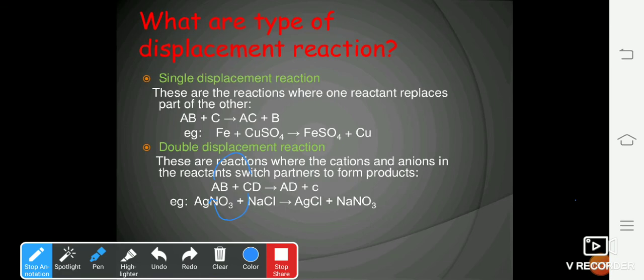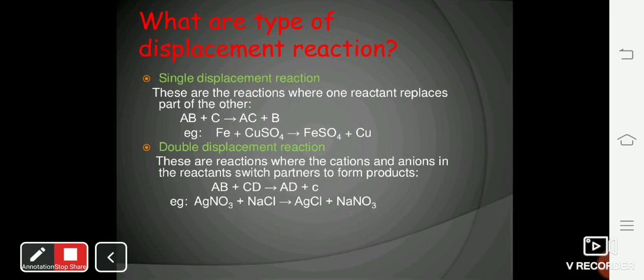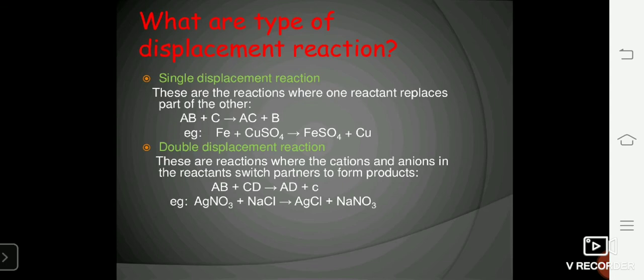Let's see further. Double displacement reaction is again further categorized into two different categories. The first one is known as neutralization reaction, and the second one is known as precipitation reaction. Again, just to recollect, in neutralization as well as in precipitation, exchange of cation will take place.